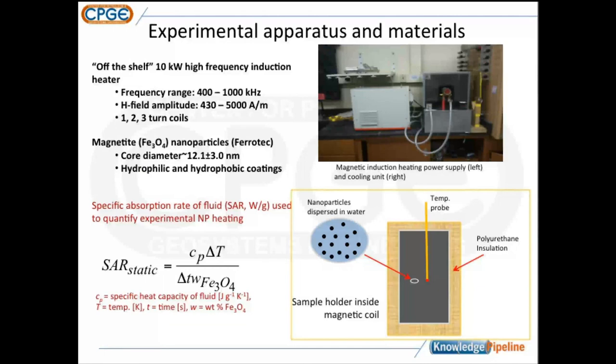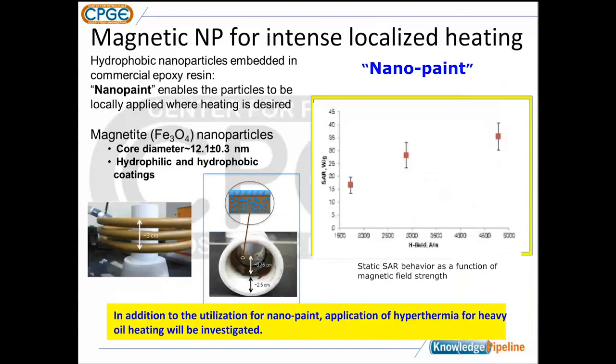To test the concept, we first dispersed the magnetite nanoparticles in water or other solvent and applied the magnetic field oscillation of 500 to 1000 kilohertz frequency, employing an induction heating equipment shown here. Just like the microwave oven cooking, the nanoparticle containing fluid can be heated very, very efficiently.